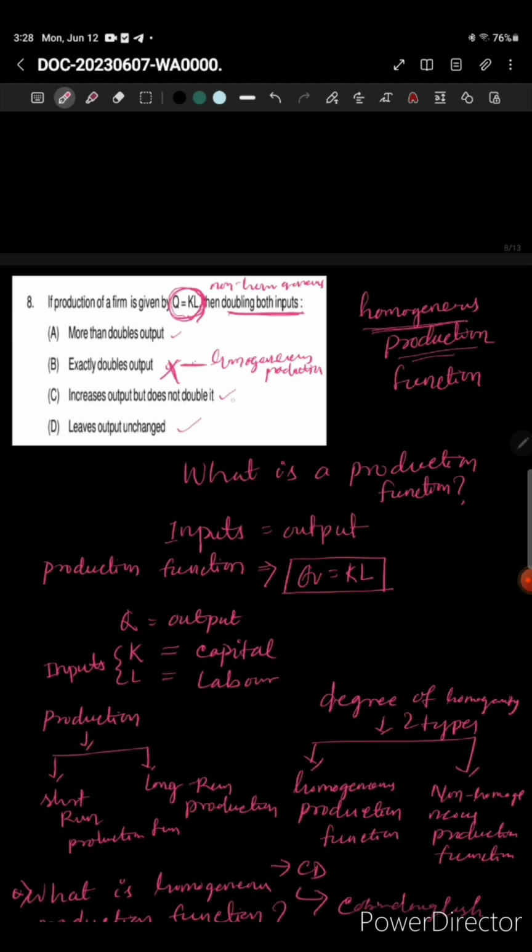Increasing output but does not double it, so this is not the answer. Leaves output unchanged, this is not the answer. So this is the answer, that is output will grow more than double. That means if the production of a farm is given by Q equals KL, then doubling both inputs will produce more than double the output. That means we have found Q star, the new output, is equal to 4Q. So the answer is option A.